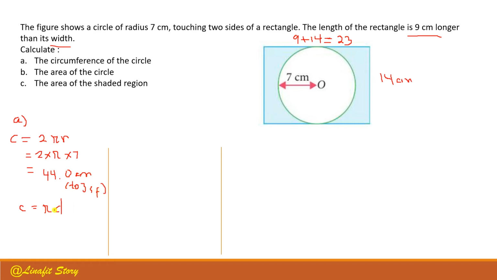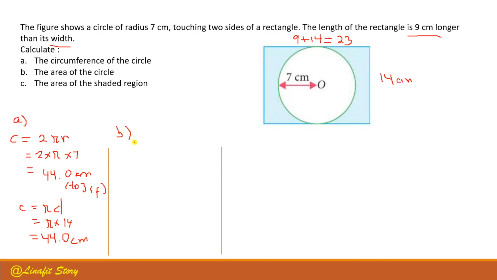Or you may use pi times diameter. If the radius is 7, the diameter is 14. So pi times 14 is equal to 44.0 cm. This is three significant figures.